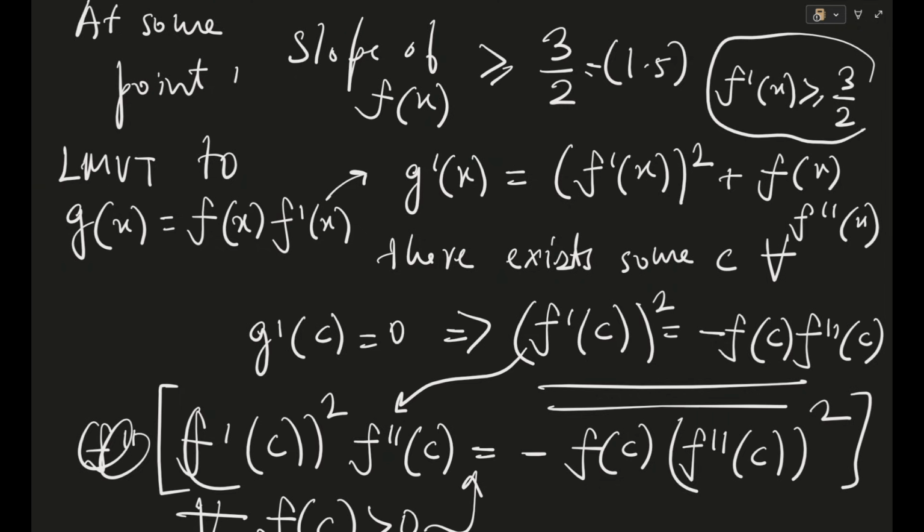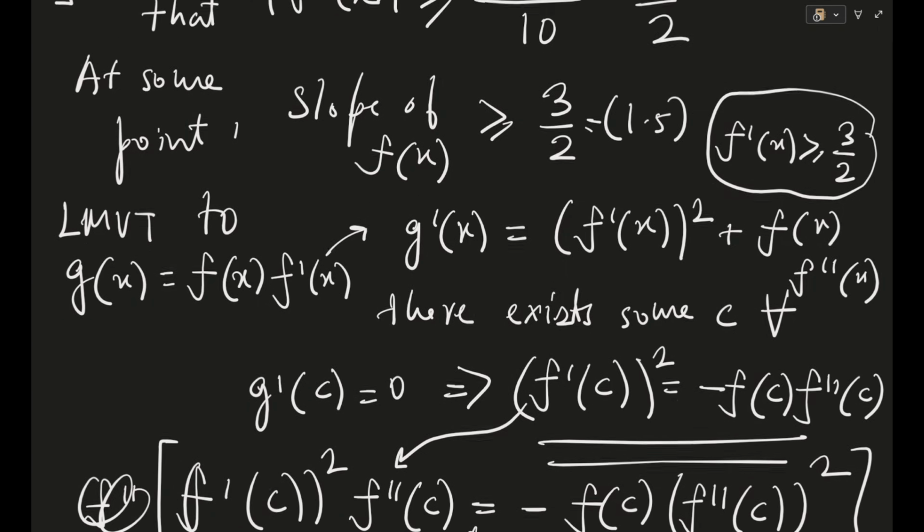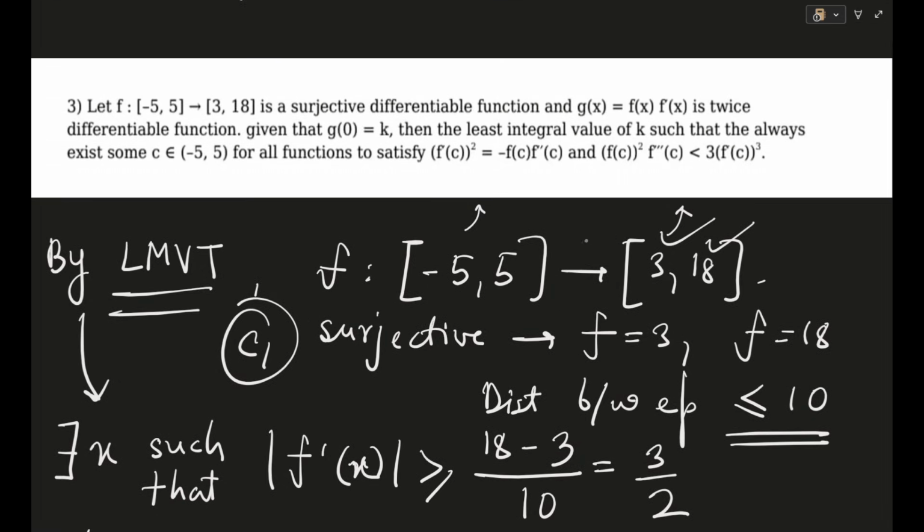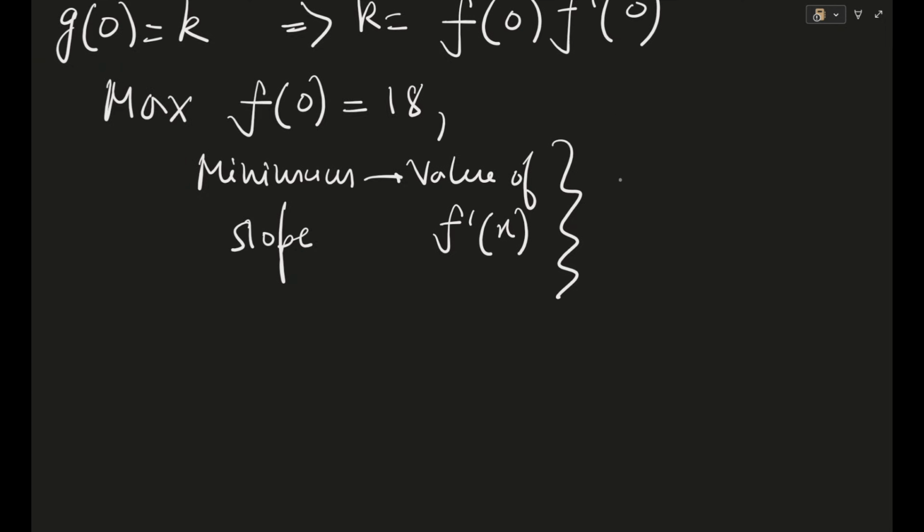Now we are searching for integer values. If you see the question once, we have been asked the least integral value of k. If it was not mentioned as least integral value, we could have taken 3 by 2. But because it is mentioned least integral value, we have to take not 3 by 2, we have to take the next value, because f dash x is greater than or equal to 3 by 2, right? So from there, we have to actually take it as 3.